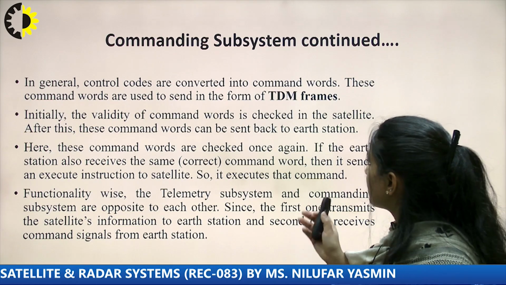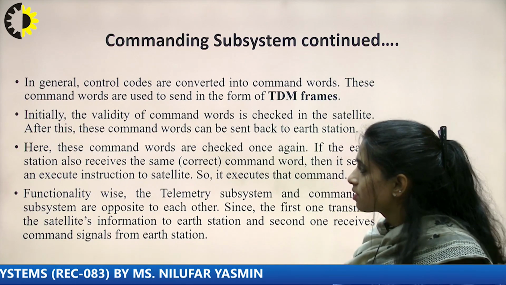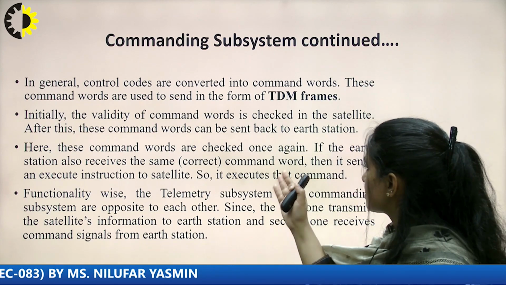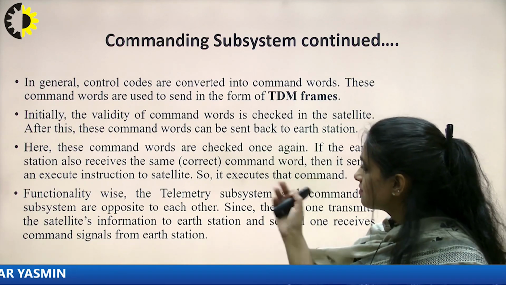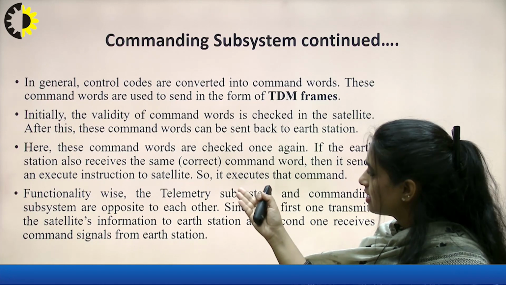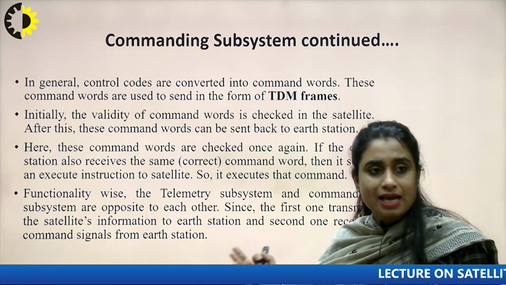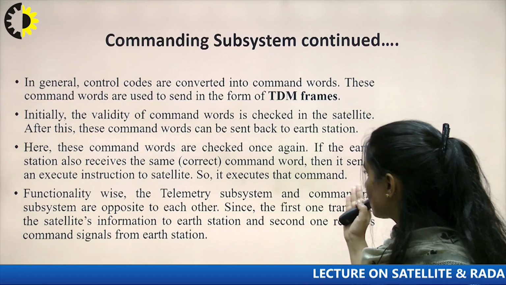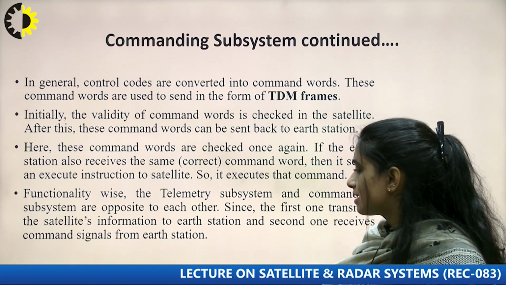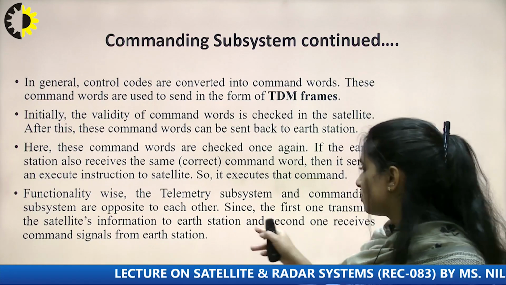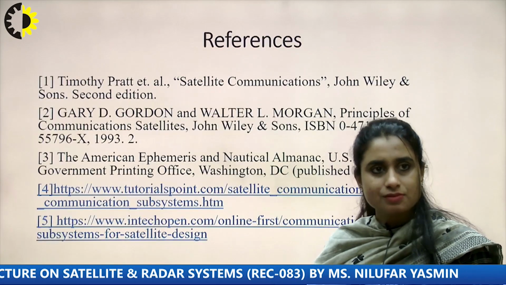Initially the validity of command words is checked in the satellite. After this, the command words can be sent back to the Earth station, where they are checked once again. These are the steps, right? If the Earth station also receives the same command word, then it sends an execute instruction to the satellite, so it executes that command. Functionality-wise, the telemetry subsystem and the commanding subsystem are opposite, since the first transmits the satellite's information to the Earth station and the second receives command signals, but they work in collaboration, right?